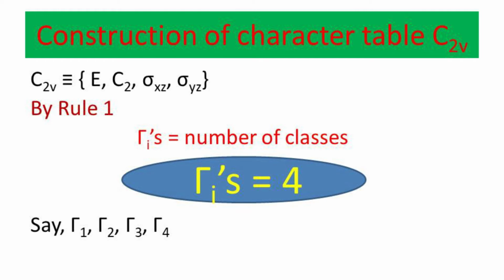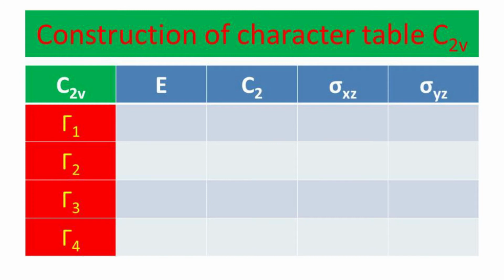Now we write how to represent the construction of the C2v point group with 4 operations: E, C2, sigma xz and sigma yz. By rule number 1, the total number of classes is equal to the total number of irreducible representations, the gamma i's. Therefore the number of gamma i's is equal to 4. Let us say those are gamma 1, gamma 2, gamma 3 and gamma 4, and those representations are in the character table now.